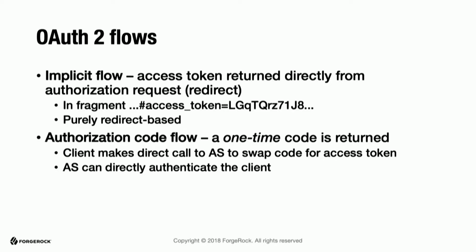There's then a slightly more secure flow known as the authorization code flow, which rather than including the access token directly in the URL, in the redirect, it returns a one-time authorization code, which can only be used once, and then it can never be used again. And then the client makes another call directly to the authorization server, so not going via redirect, to swap that code for its actual access token.